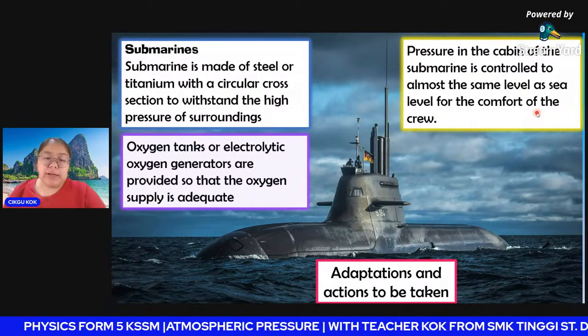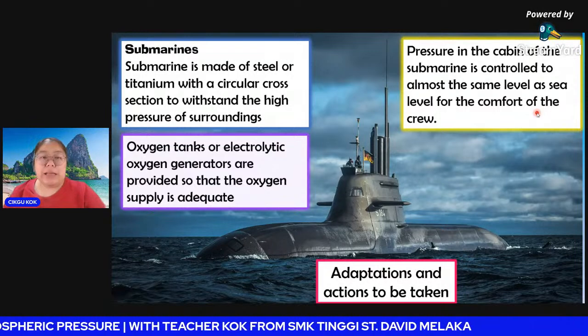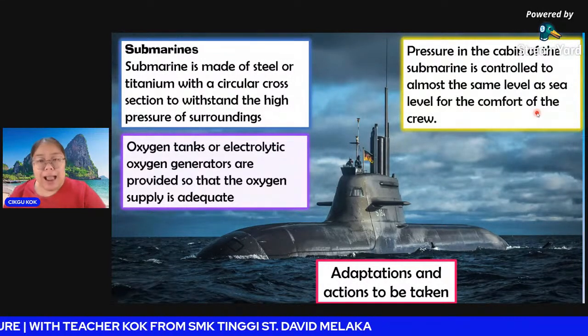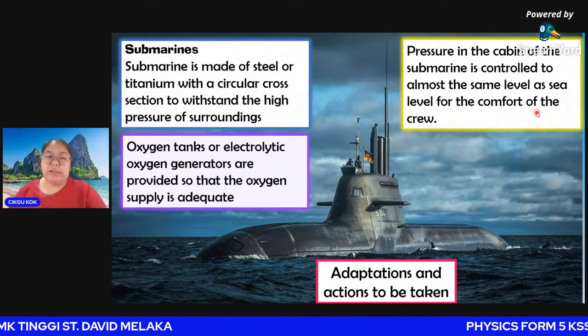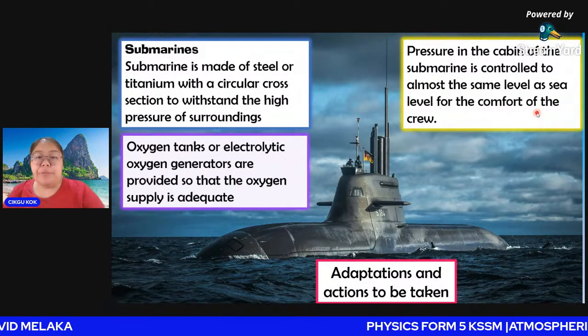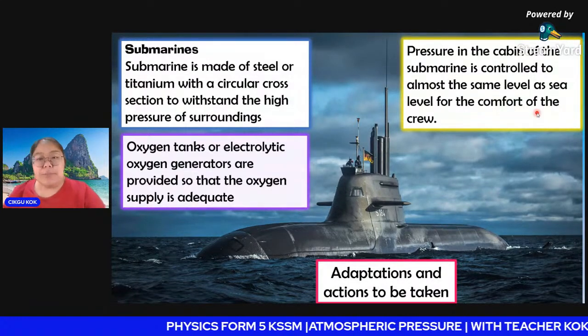Okay, so this one is an adaptation we need to do when we go to the deep sea. Another one is the adaptation you need to do when you go to high altitude. After finishing this, explain the effect of atmospheric pressure in the deep sea and also at high altitude. Now I need to discuss the question.